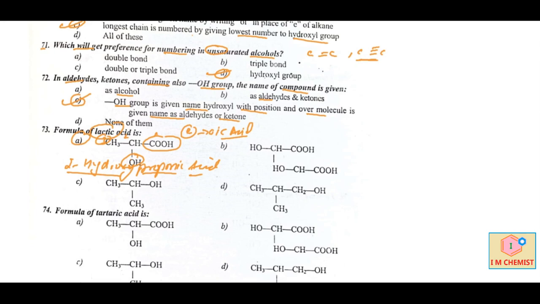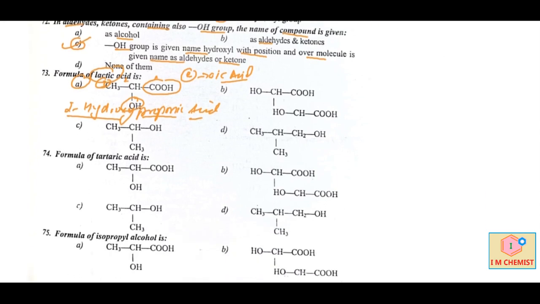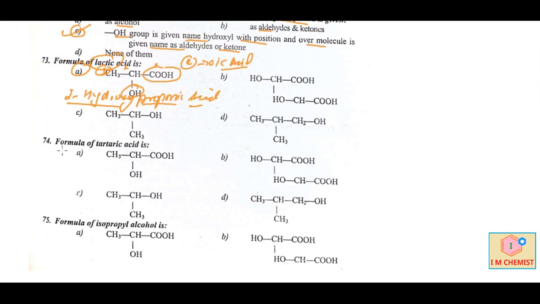Next is formula for tartaric acid. Option number A is wrong. Option number B is also wrong. Option number C is wrong, and option number D is also wrong. The correct formula for tartaric acid would be like this: hydroxyl group, that hydroxyl group is attached with carbon.